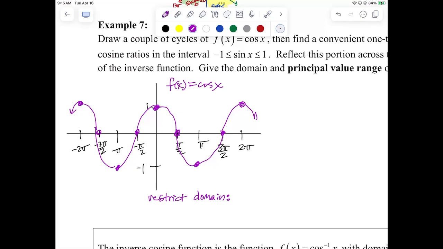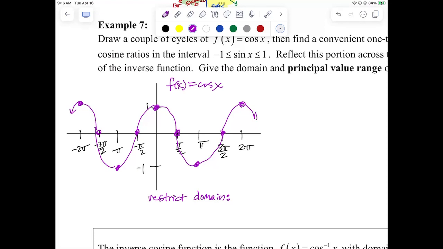Very good. There's three criteria. Let me remind you of the three criteria. We want it to be convenient, so we want it to be near the origin, as close to x equals 0 as possible. We need it to be 1-to-1, so the part that we restrict has to pass the horizontal line test, but here's the kicker. It has to include all of the y values from negative 1 to 1.